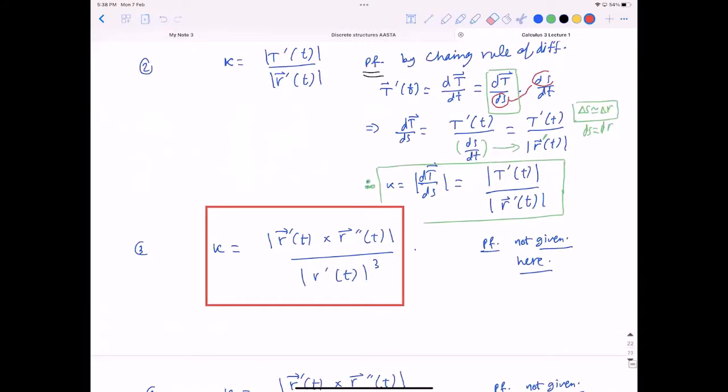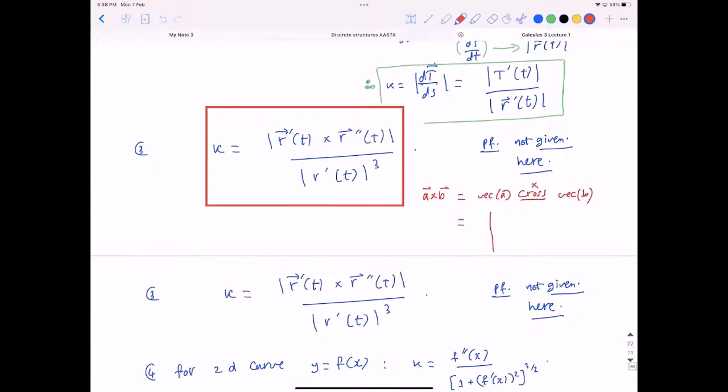Kappa is given by the magnitude of the cross product, vector A cross vector B, which is given by, as you know before, the i, j, k unit vectors. Here, the first component of A, second, third component of A, components of B, second, third, and then computed to get a new vector.